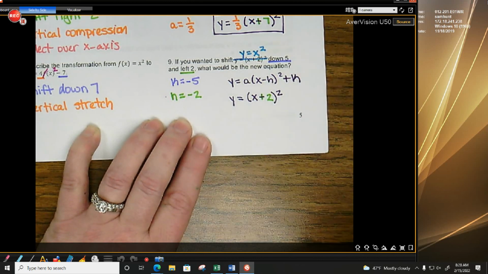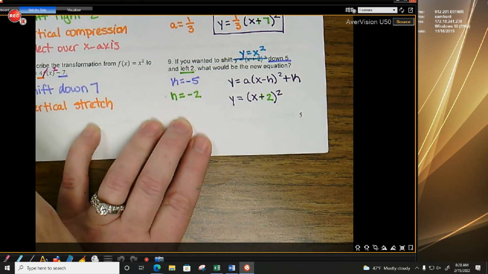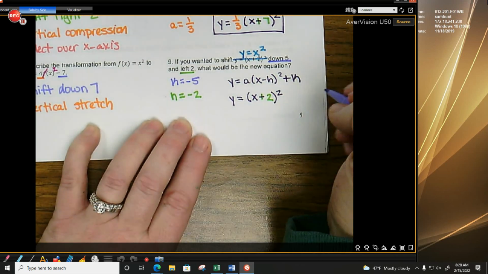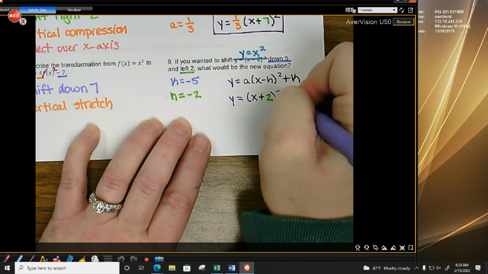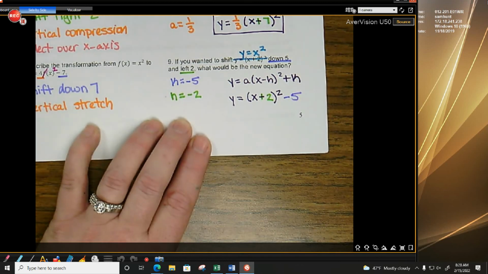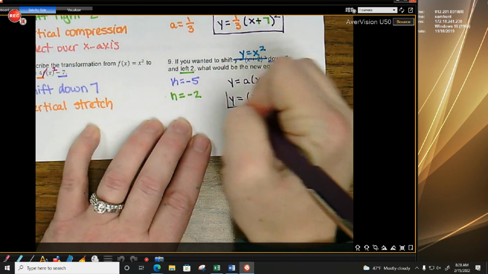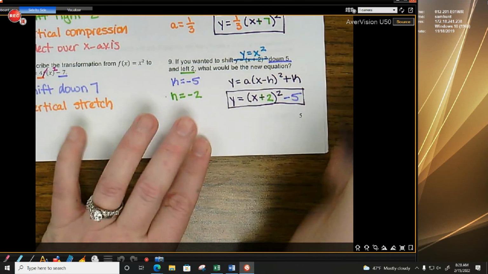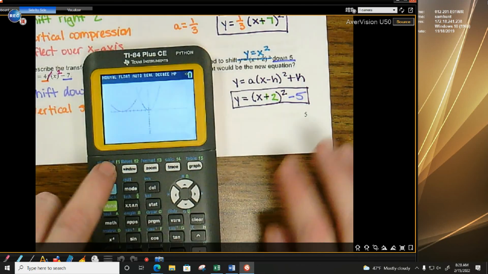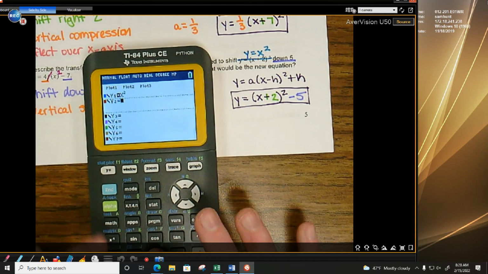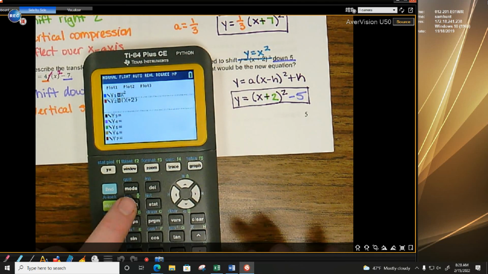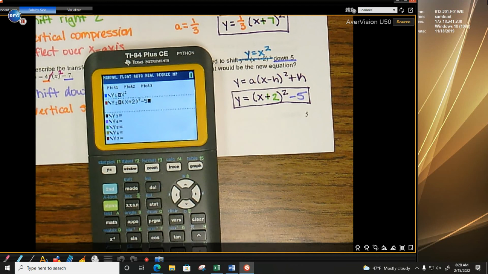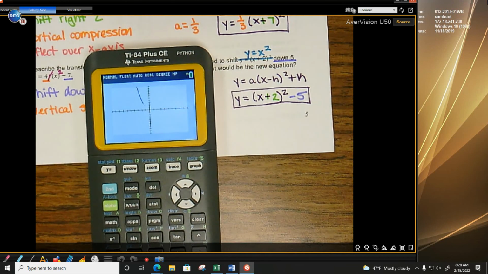Can we graph? Yes. X plus 2 squared minus 5. From my blue to my red, did I go left and then down? Yep. Okay, we good? We are done for today.